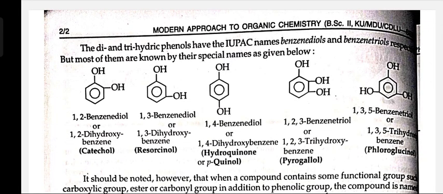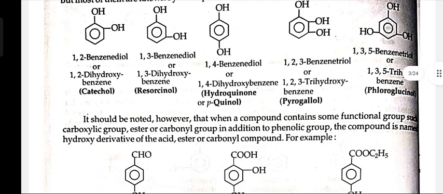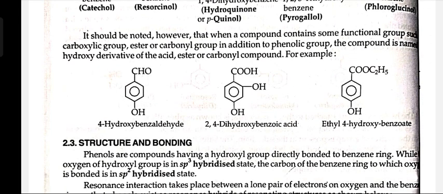The di and trihydric phenols have the IUPAC names benzenediols and benzenetriols respectively, but most of them are known by their special names as given below, that is catechol, resorcinol, hydroquinone or quinol, pyrogallol, phloroglucinol. It should be noted, however, that when a compound has some functional group such as a carboxyl group, ester or carbonyl group in addition to the phenolic group, the compound is named as a hydroxy derivative of the acid, ester or the carbonyl compound. For example, 4-hydroxybenzaldehyde.